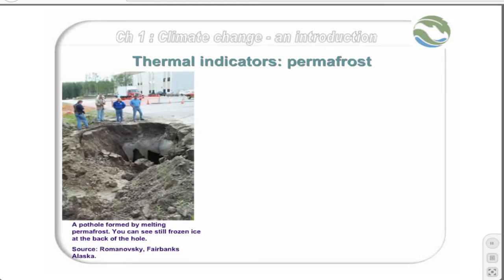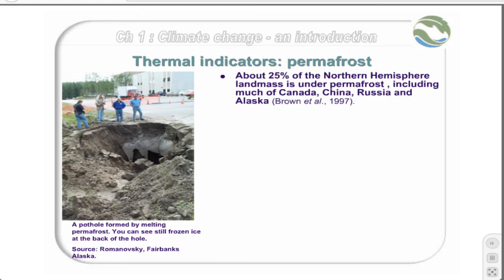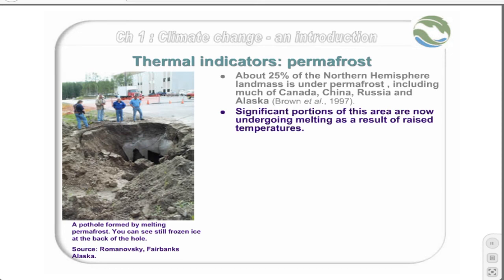Another indicator of increasing global temperatures is the permafrost. Permafrost is a term used to describe a condition whereby the water in the soil is frozen all year round. The depth of permafrost may differ, but it generally thaws up to a meter in depth in summer periods. About 25% of the Northern Hemisphere landmass is under permafrost, including much of Canada, China, Russia, and Alaska. Significant portions of this area are now undergoing melting as a result of raised temperatures.